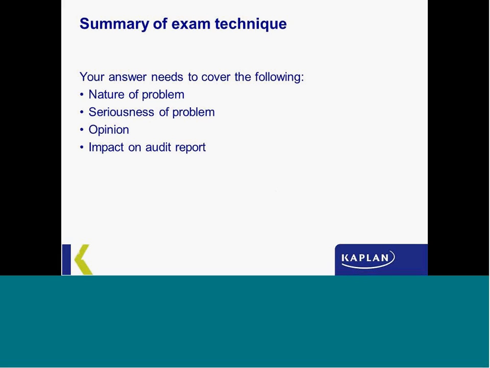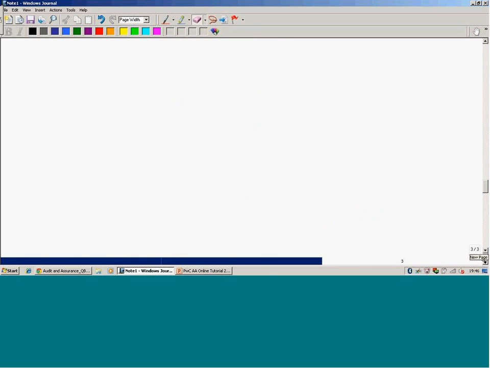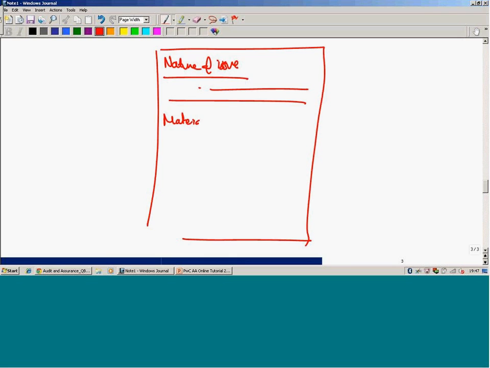I would not use a table for these actually. Tables don't lend themselves particularly to audit reporting questions. A more sensible way of laying out an audit reporting question appears like this. A subtitle for nature of issue. And this is a disagreement as a result of this. Then a comment on materiality and pervasiveness.